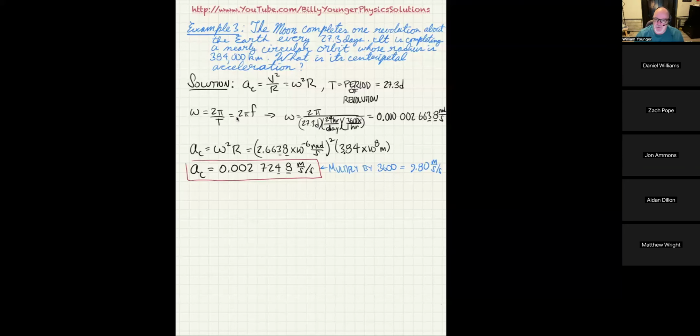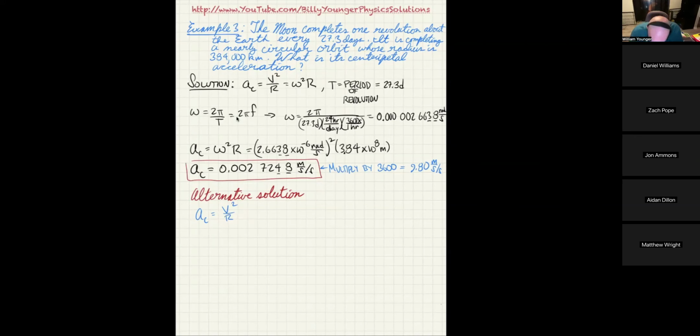Another interesting way, though, is this, and I need to show you this. So an alternative solution. And I'm not really needing to show you a whole different solution, but I need you to think of another way of doing it. So we know that A centripetal is equal to V squared over R.